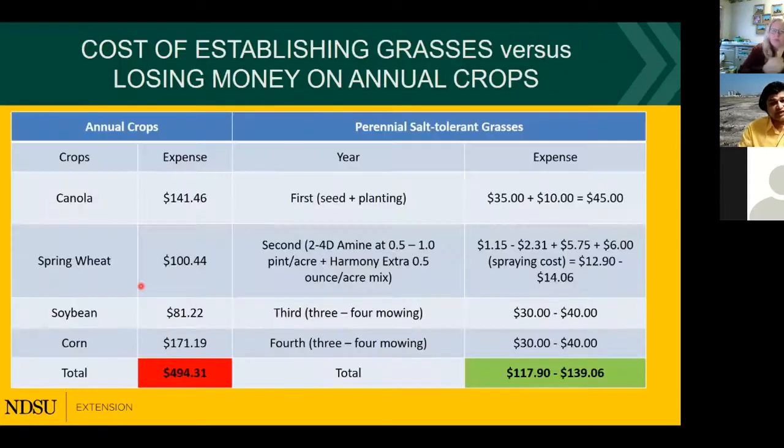And we discussed the economics too. We will lose not only way more money if we just followed the annual regular cropping rotation instead of, say, planting. I'm not including even barley and oats here, but I'm just focusing on regular crops versus planting the perennial salt tolerant grasses. Not only will we save about $350 in 4 years, but that will help the land get better.